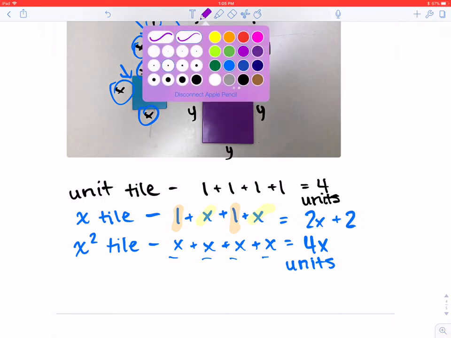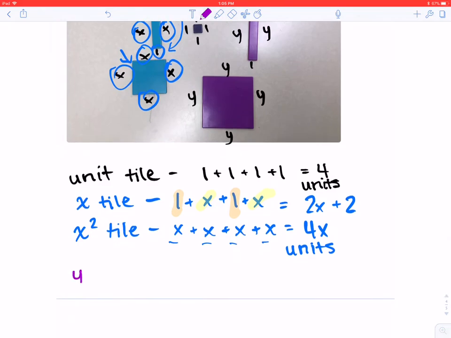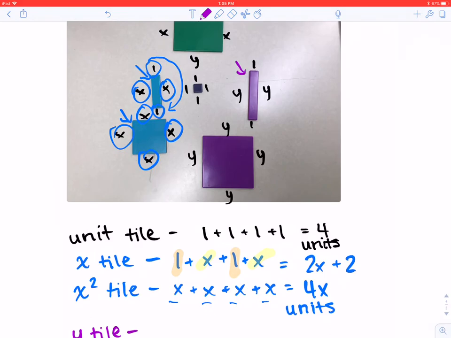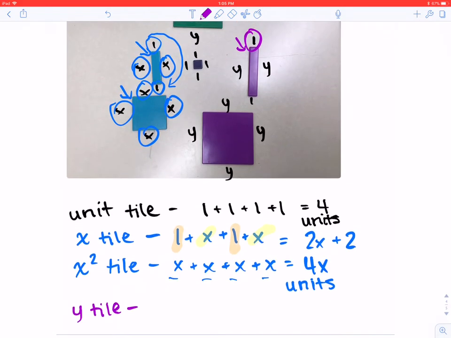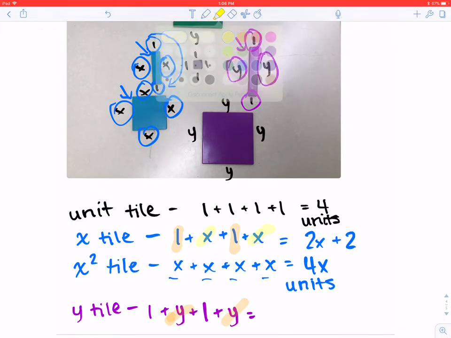What about when we look at our Y tiles? Y tile. I start at my top left, and I have 1 plus Y plus 1 plus Y. I can only combine my like terms, so I have my Y's are like terms, my units are like terms, and I wind up with 2Y's plus 2.